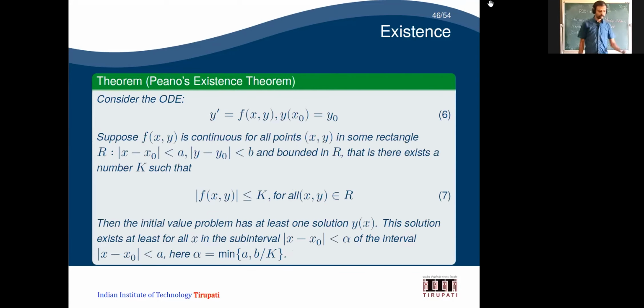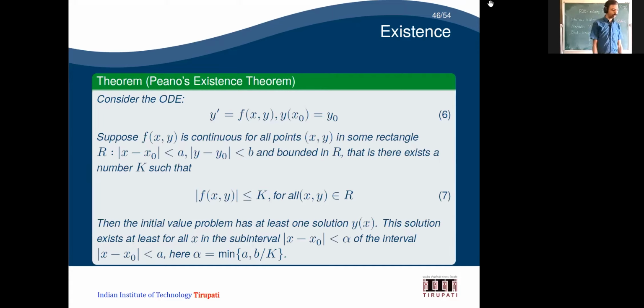Okay, so this also you might have seen in your ordinary differential equation course, Peano's existence theorem. So what does it say? It says that you take an initial value problem, y dash equal to f of x comma y, with y of x naught equal to y naught. Then we say f of x comma y is continuous for all points x comma y in some rectangle. It should be continuous with respect to x, and it should be continuous with respect to y also.